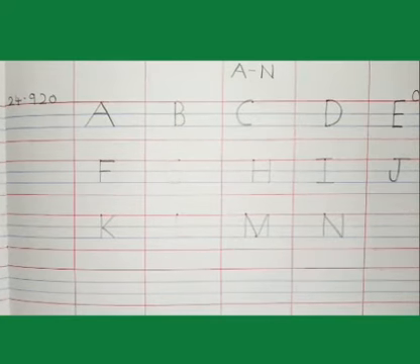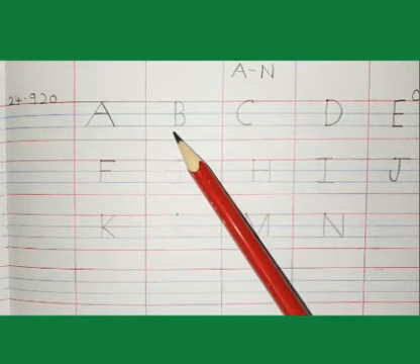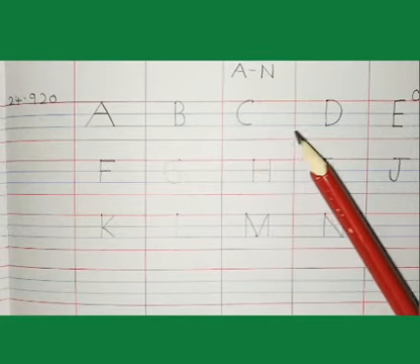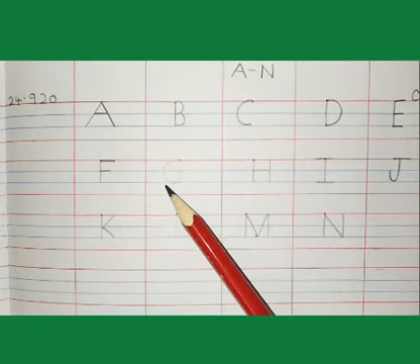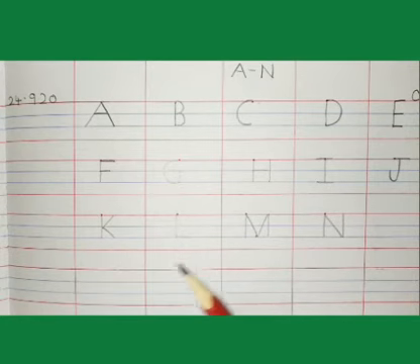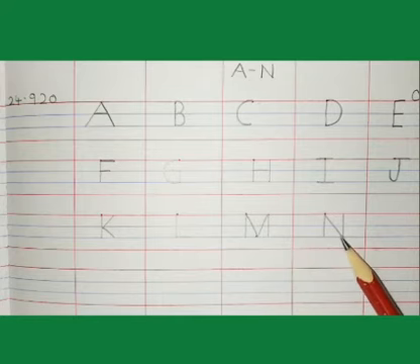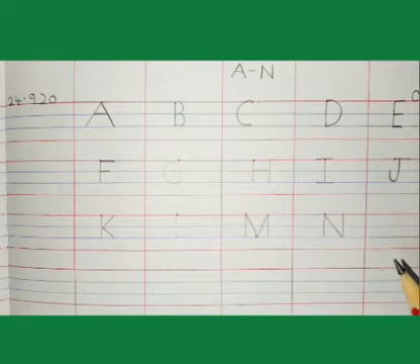Okay, this way you will write A to N letters in series. Let us revise them once again. A, B, C, D, E, F, G, H, I, J, K, L, M, N. This way you will write A to N in your notebook and send me the picture of this work.